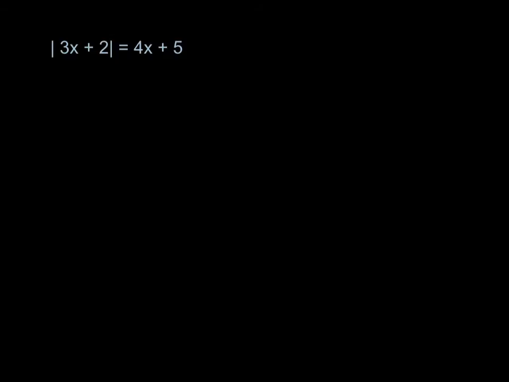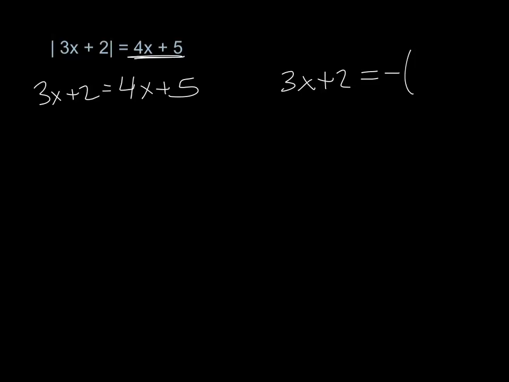So the first equation is going to be the 3x plus 2 equal to the positive of what's on the right. And the positive of that is just 4x plus 5. The second equation, however, is still the 3x plus 2, but that's going to be equal to the negative of what's on the right-hand side. So negative (4x plus 5). And you need the parentheses because what we're going to end up doing is distributing this negative 1.